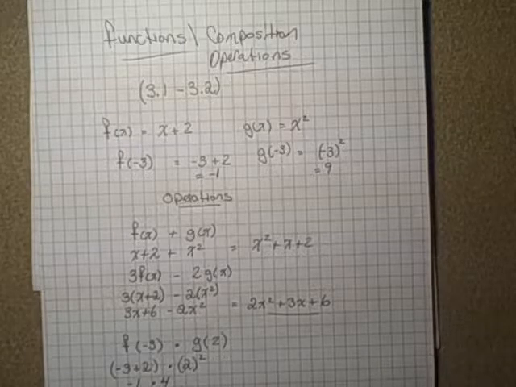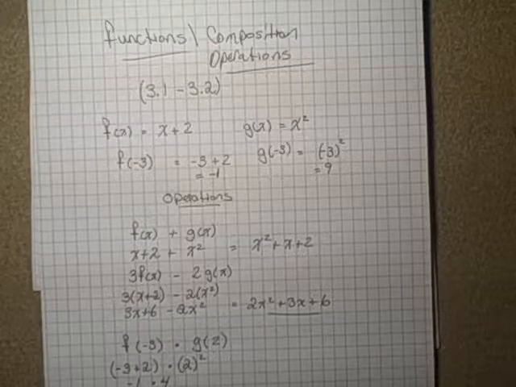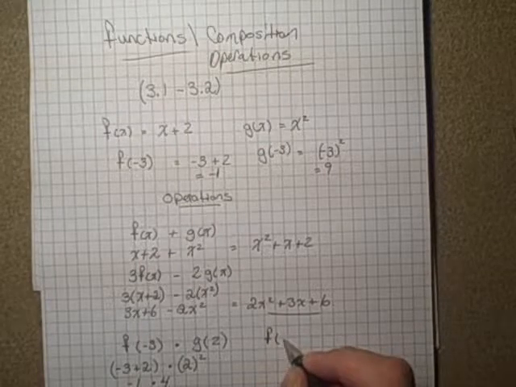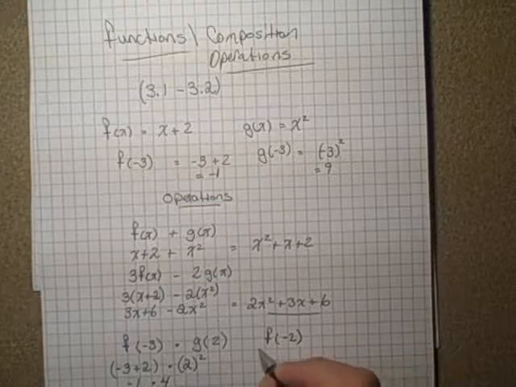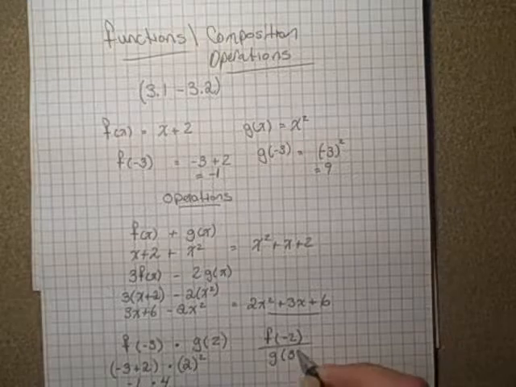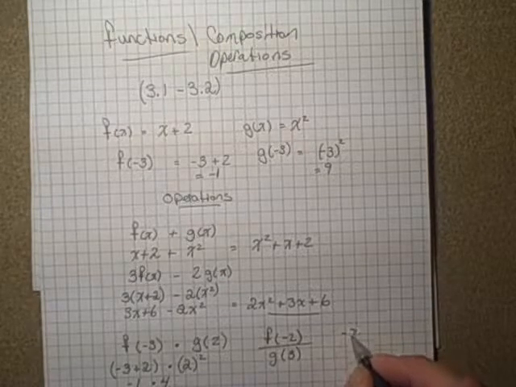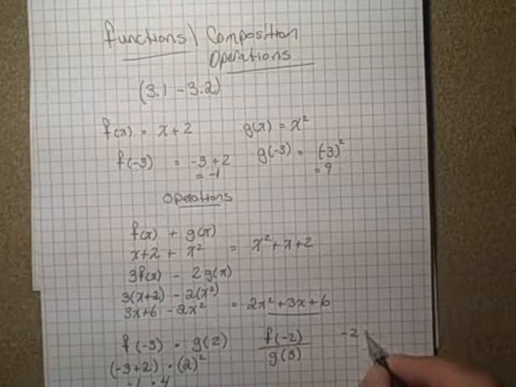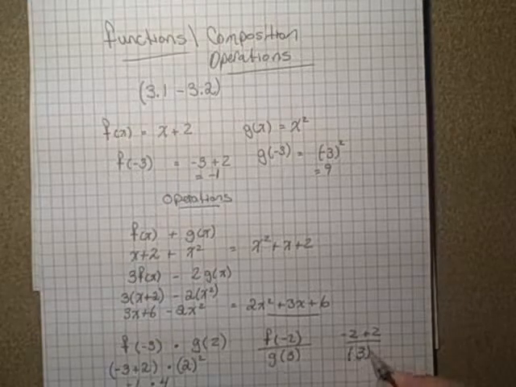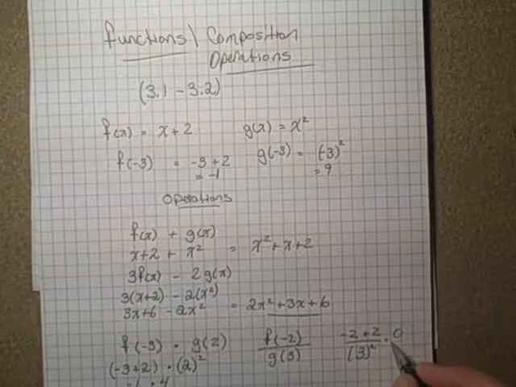Okay. Let's take a look at a division example here. Okay, let's say I take f of negative 2 divided by g of 3. So in this case, we put negative 2 in there. Negative 2 plus 2 over 3 squared. Remember, the g of x is on the bottom, or x squared is on the bottom, so this would be 0 over 9, which is 0.